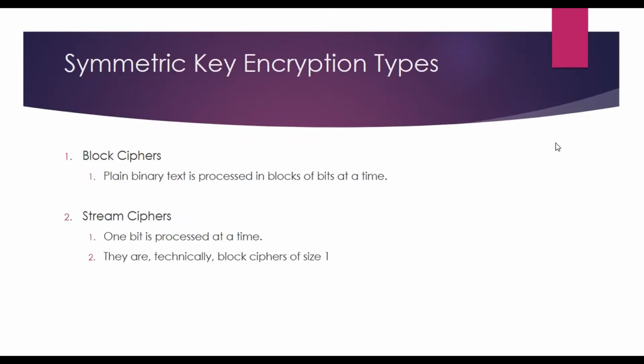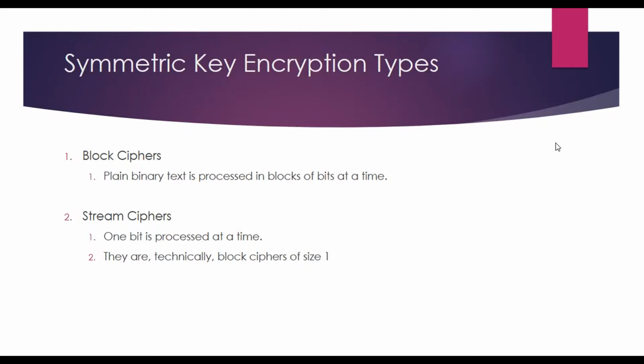Now, inside symmetric key encryption, there are two broad types. The first is block ciphers, and the other is stream ciphers. When I say block ciphers, what I mean is that in this scheme, the plain binary text is processed in blocks or groups of bits at a time. That is, a block of plain text bits is selected, and a series of operations is performed on this block to generate a block of cipher text bits.